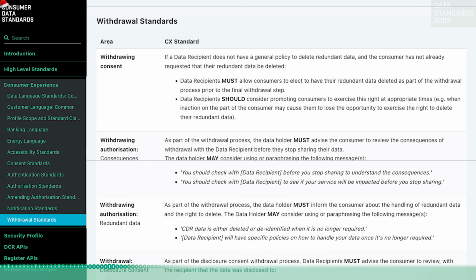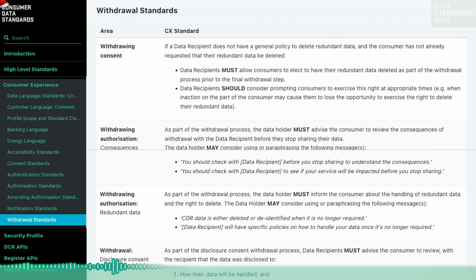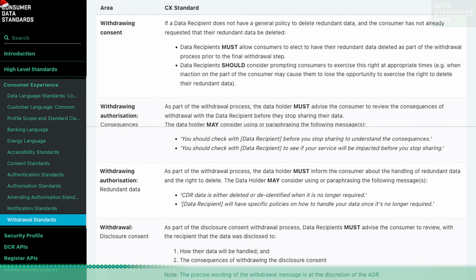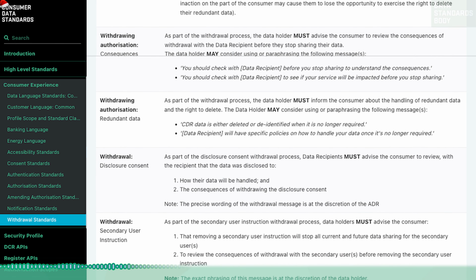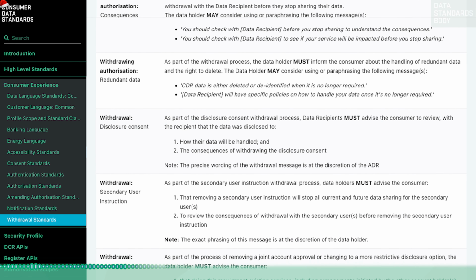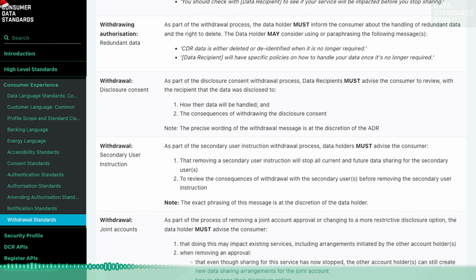The CX Withdrawal Standards specify information that should be communicated to a user in the course of the withdrawal process. This includes requirements for withdrawal of consent, authorization, secondary user instructions, and joint account approvals.